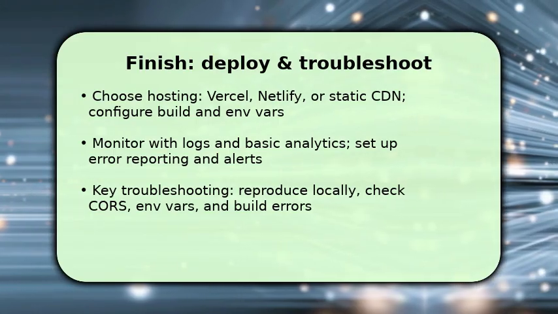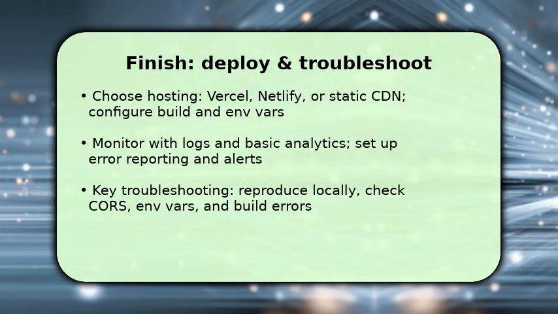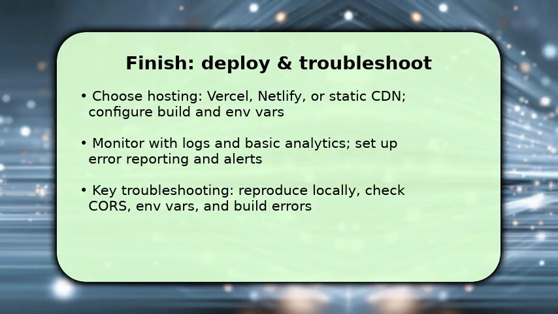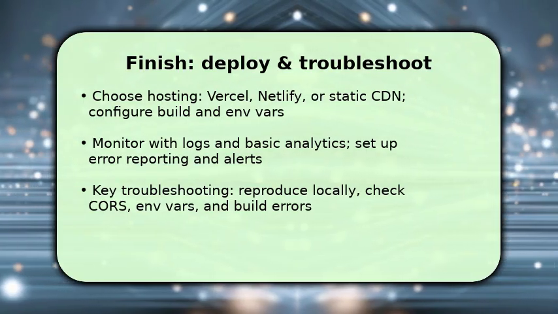If something breaks, reproduce the issue locally first, then inspect cores, environment variables, and build output for missing assets. If that fails, roll back to the last green commit and iterate with targeted fixes.